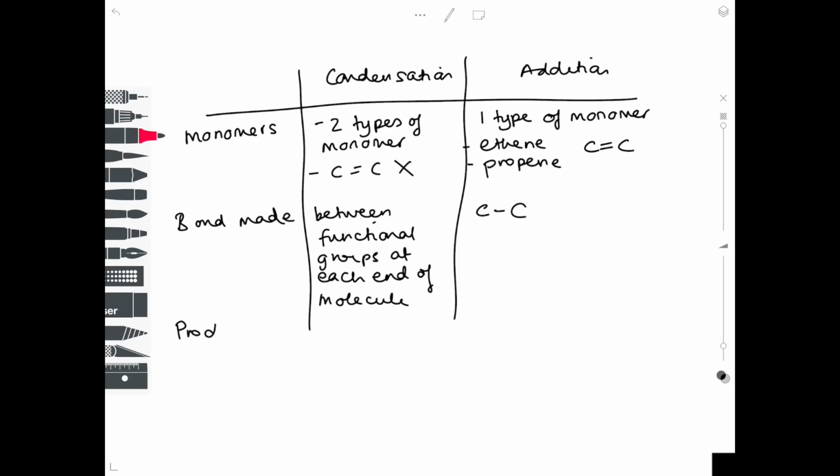And then products of reaction, you're going to make just one polymer with addition polymerisation. With condensation, you're going to make two types. Let's look at some uses of plastics now. So use your common sense here, please. Don't spend ages learning this.